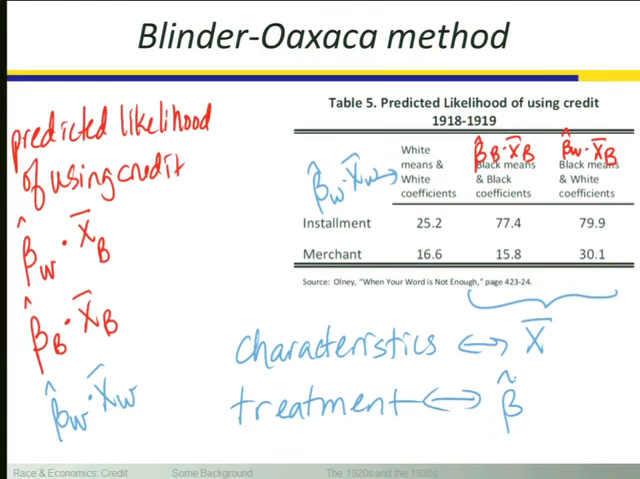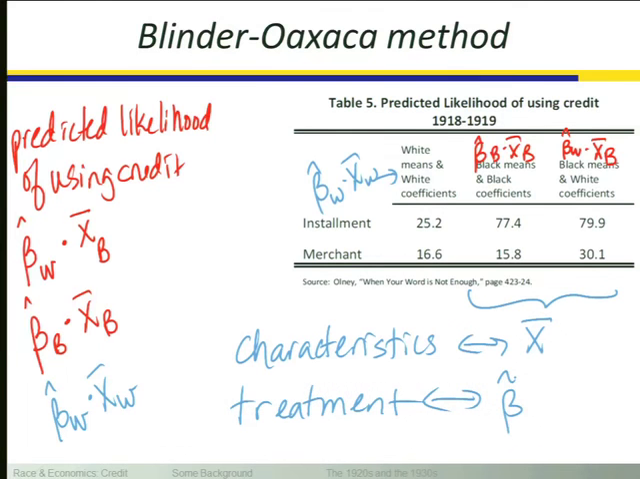So if we take the means for the black families and multiply those by the coefficients from the white families, we're saying let's look at a family that in all respects is the typical black family, but let's treat them as if they're white. And let's see what the predicted likelihood of them using credit is. And then we'll compare that with what we would get if we took this typical black family and treated them as if they were black.